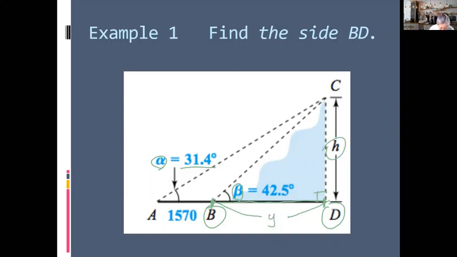Besides that, we are given the side length between A and B, it's 1570. And we can also find the angle right next to the angle beta, because it's 180. We can simply find the measure next to the angle beta by subtracting 42.5 from 180. Right? Okay, so I'll show you the approach of this problem step by step.